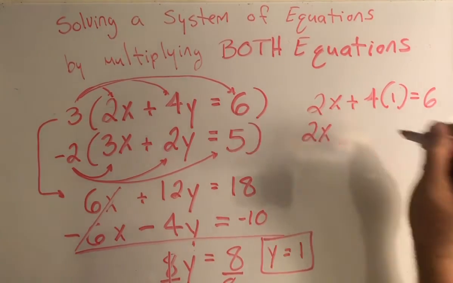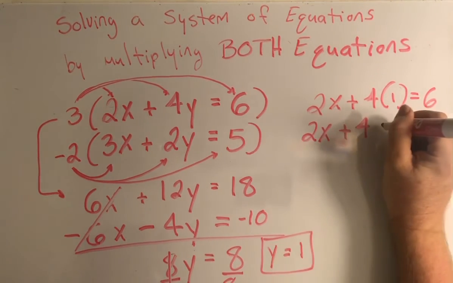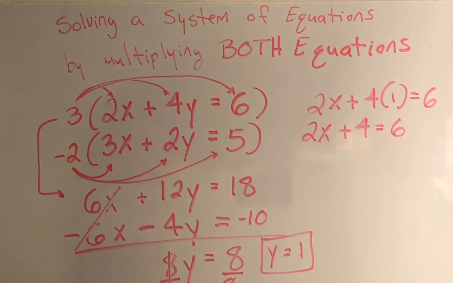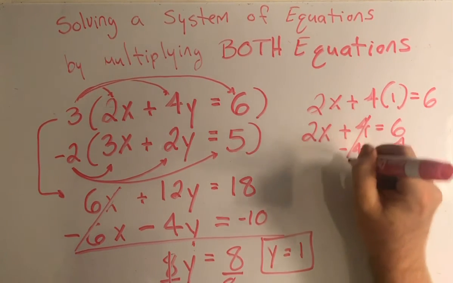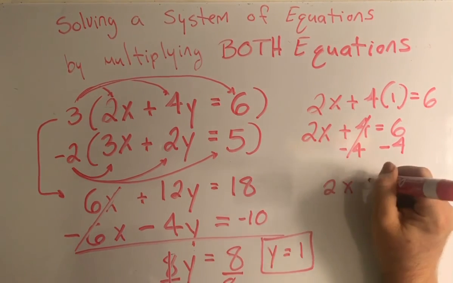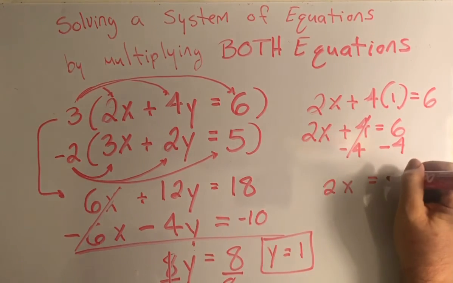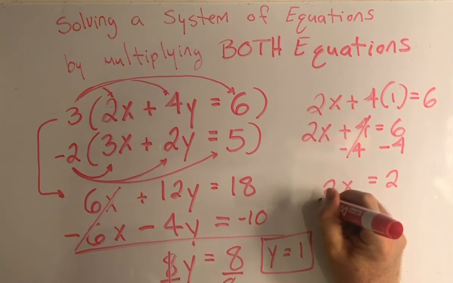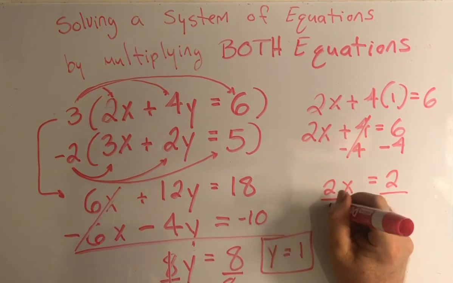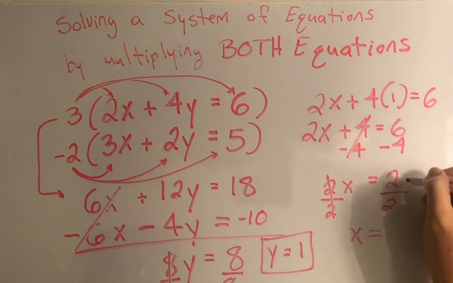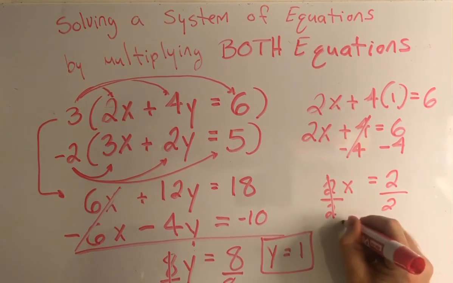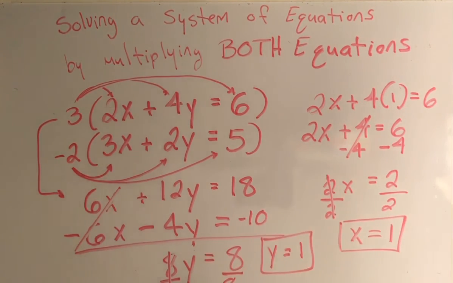All right, let's simplify that, and we're going to solve for x. So I have 2x plus 4 equals 6. Next step, I'm going to subtract 4. Those cancel. I'm left with 2x equals 6 minus 4 is 2. Well, if I divide both sides by 2, that cancels, and x equals 2 divided by 2 is 1.